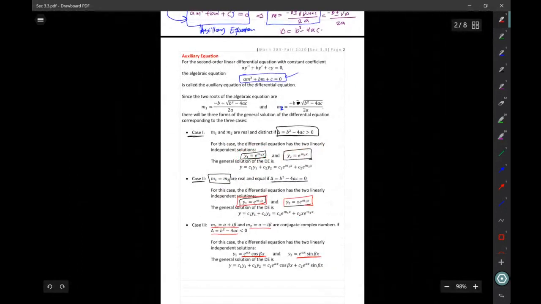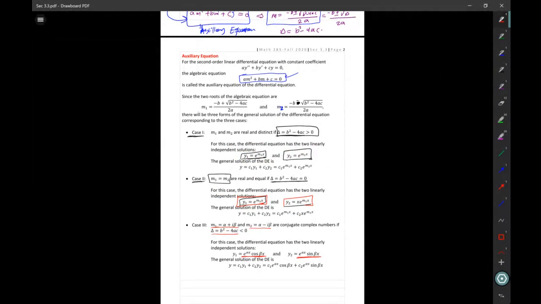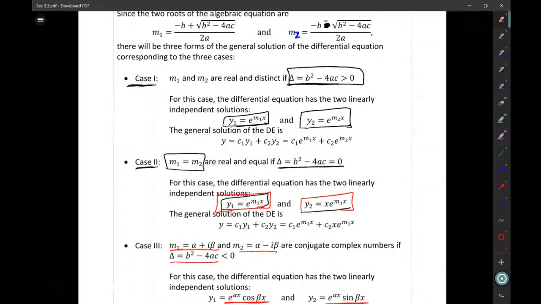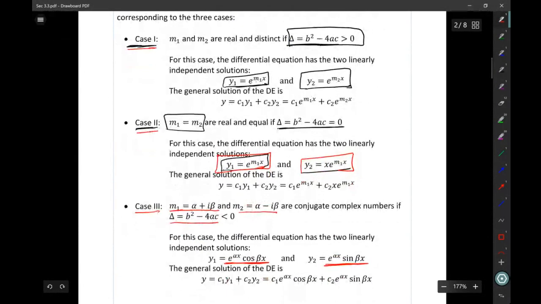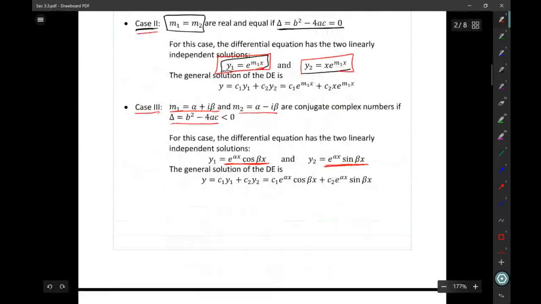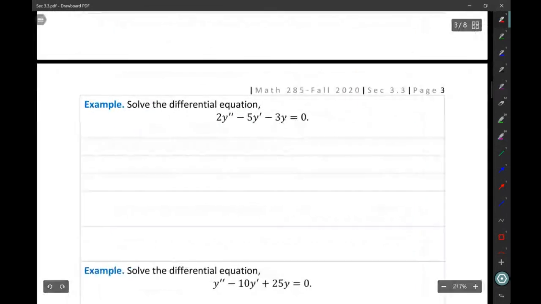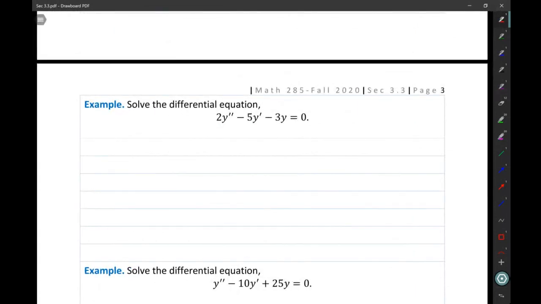Therefore, to solve any second order homogeneous equation with constant coefficients, you have to find the roots of the auxiliary equation and see which case it belongs to: case number 1, case number 2, or case number 3. According to each case, we have a different type of solution. Now let's look at examples. It says: solve the following differential equations.